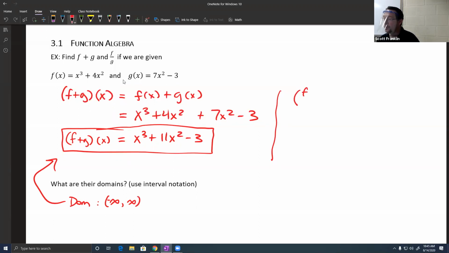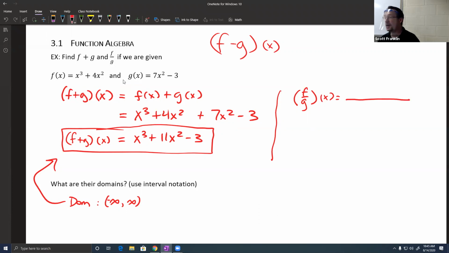So what do you think you'd do to do f divided by g? What do you think that symbol means? Not quite. If I wanted to subtract, I could do this, right? That would be to subtract them. So what do you think putting one over the other would mean to do? Yeah, so just write it almost like it's written right here.